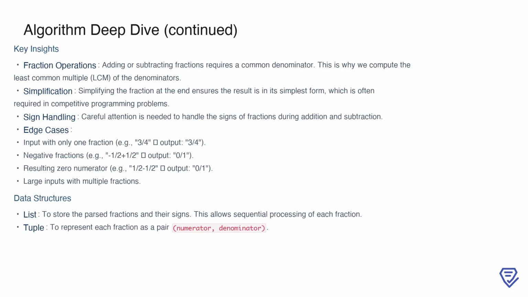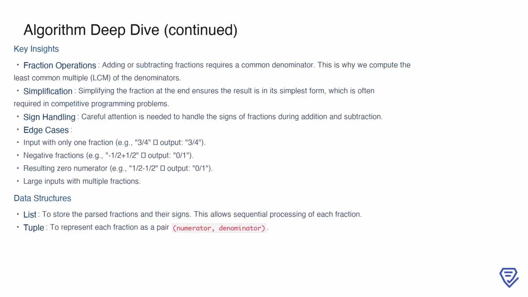There are several key insights that make this approach both efficient and robust. First, understanding that adding or subtracting fractions requires a common denominator is crucial. This is why the least common multiple, or LCM, plays such a central role in our algorithm. Simplifying the fraction at the end ensures the result is presented in its simplest form, which is often a requirement in competitive programming.